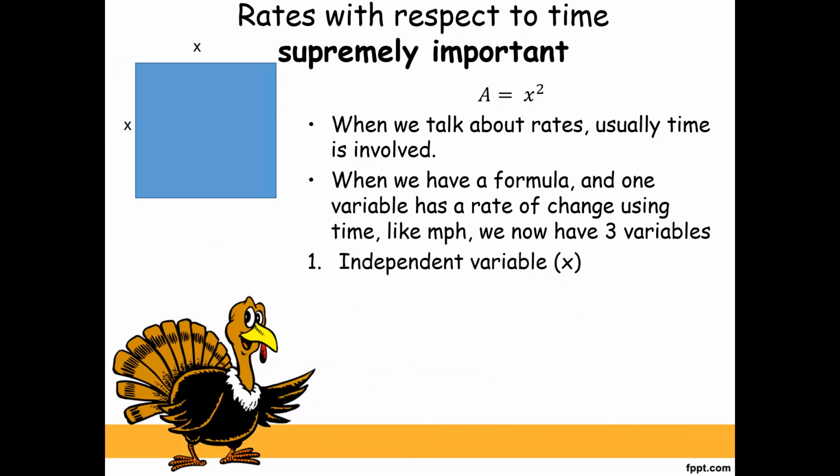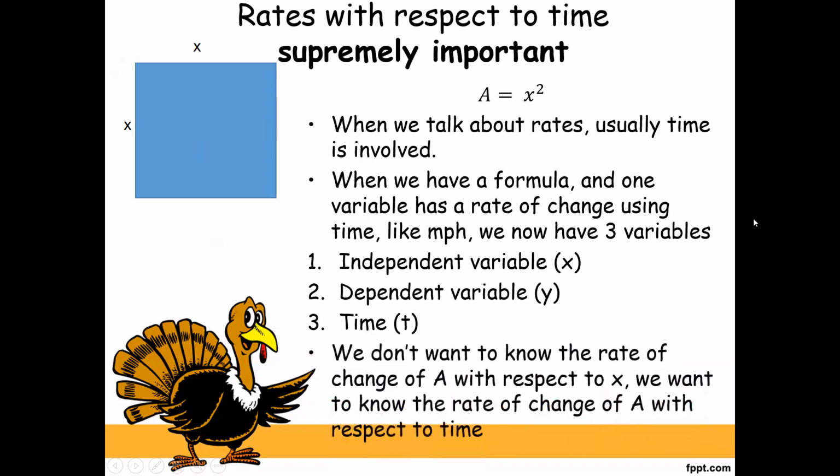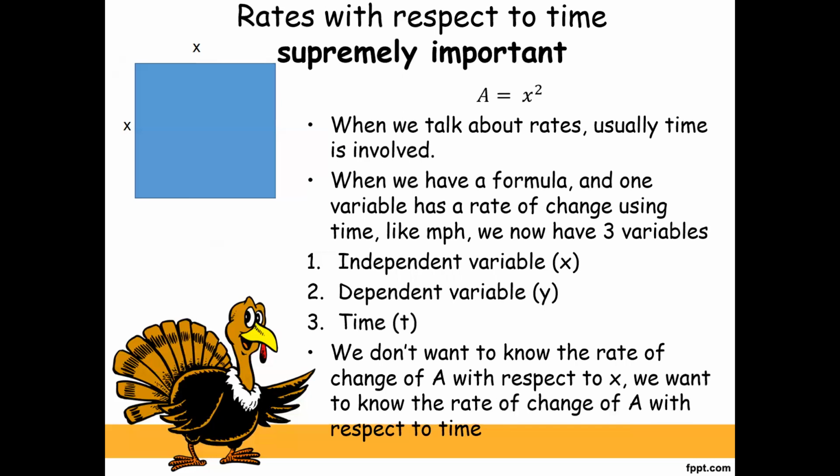So the independent variable is x, the dependent variable is y, and time is t. Now, we don't see time in this formula right here, but we did say that it's growing, so that requires time. So we don't want to know the rate of change of A with respect to x. In other words, we don't want to know dA dx or dA over dx. We want to know the rate of change of A with respect to time. We want to know dA over dt, because that would be like inches squared per second.